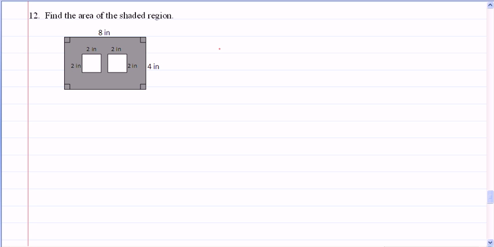For number 12, we're asked to find the area of the shaded region. And when you're finding the area of the shaded region, you want to look at the large shape and subtract out all of the smaller shapes inside. So the large shape is a rectangle. So first we'll be finding the area of a rectangle, and then we'll be subtracting the area of 2 squares.